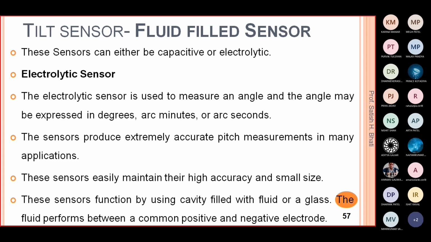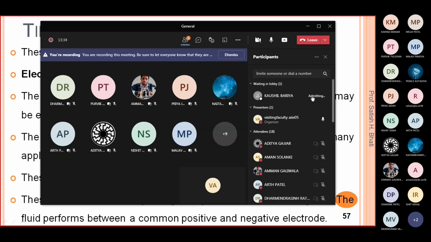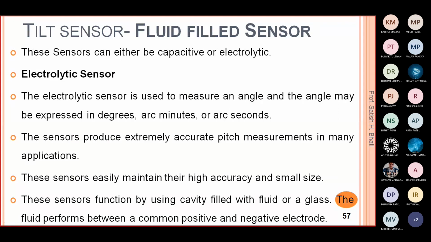This type produces extremely accurate pitch measurement in many applications, and this type of sensor also gives you higher accuracy, right? The sensor easily maintains its higher accuracy, and the size is also small. How does this sensor work? This type of sensor functions by using a cavity filled with a fluid, or sometimes glass, right? So the fluid performs between a common, positive and negative electrode, right? In the next slide I will show you.